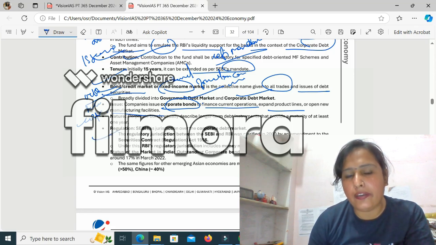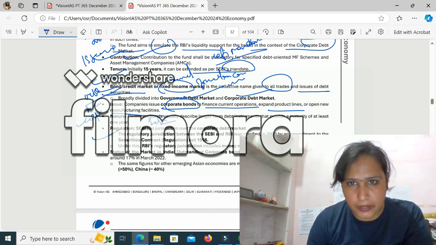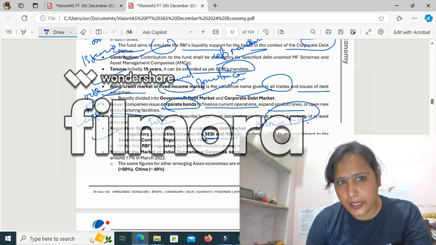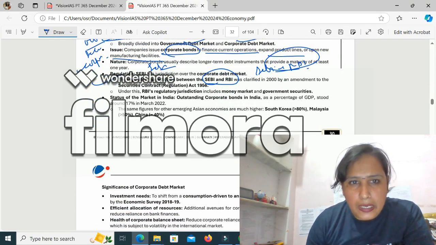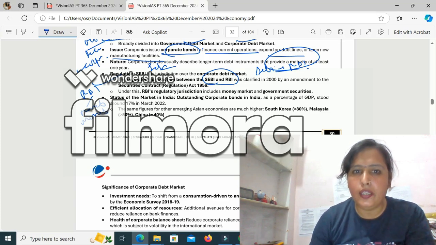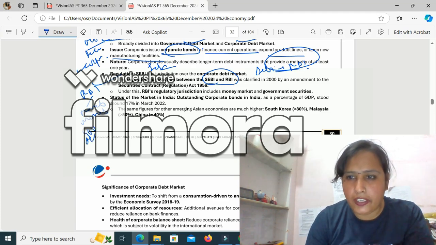So this is regulated by SEBI, with regulatory jurisdiction shared between SEBI and the RBI. SEBI plus RBI both regulate this under the Securities Contracts Regulation Act of 1956. The RBI's regulatory jurisdiction includes the money market and government securities. So what does the RBI regulate? The RBI regulates the money market, which you know about, and second, government securities are also regulated by the RBI.